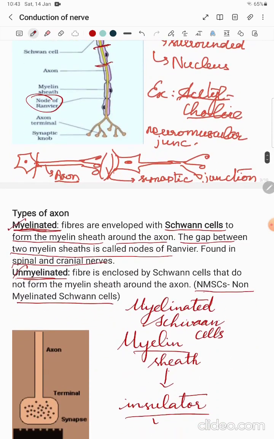Now the next thing is, what is the unmyelinated axon? So here the fiber is enclosed by Schwann cells that do not form the myelin sheath around the axon. So here what is happening? In the unmyelinated axon, the Schwann cells are there, but they are not forming the myelin sheath around the axon. That's why it's called unmyelinated. It is found mostly in the nerves associated with skin. So it is found in skin.